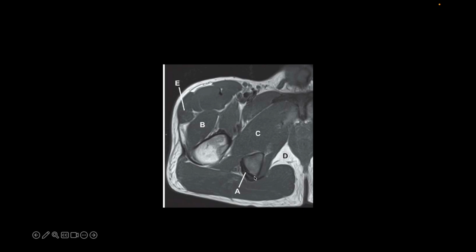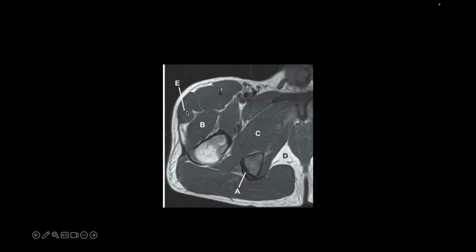So A is your hamstring tendon origin. I think that's the main thing that you need to say if they point to something which isn't the bone, which would be your ischial tuberosity, and it's just the tendon. B is your vastus lateralis muscle. It's a little bit lower down in the leg, and so vastus lateralis starts around here.